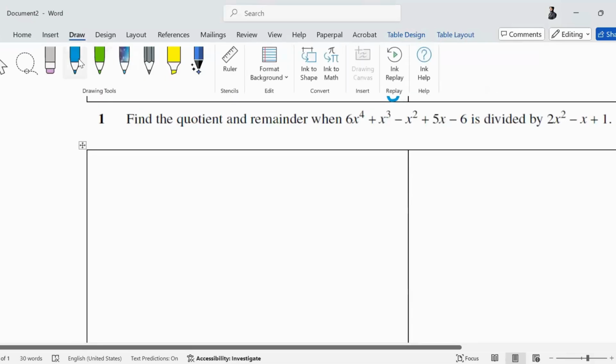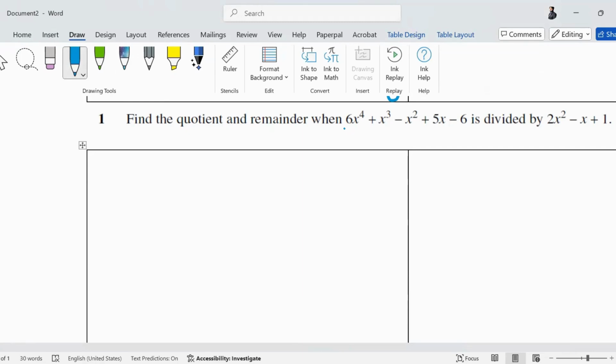Okay, bache, the question says find the quotient and the remainder when this polynomial 6x to the power 4 plus x cube minus x square plus 5x minus 6 is divided by this entire thing. It's a past paper question. So I told you the focus will not change. Focus is still on the highest powers of x.